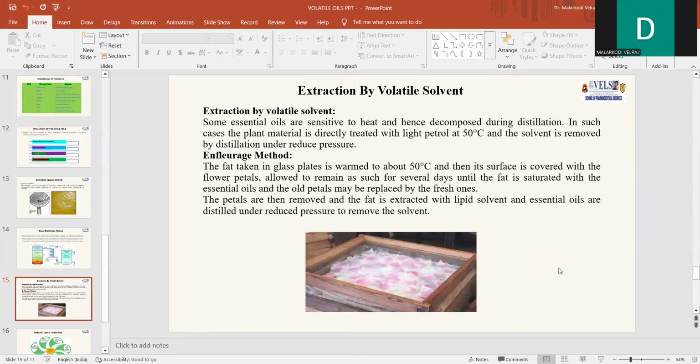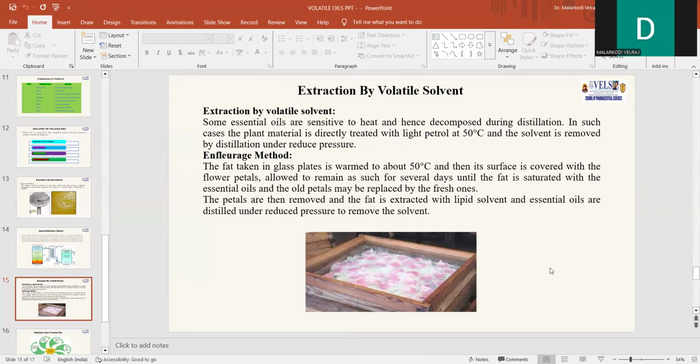Extraction by volatile solvent. Some essential oils are sensitive to heat and hence decompose during distillation. In such cases, the plant material is directly treated with light petrol at a temperature of 50 degrees C, and the solvent is removed by distillation under reduced pressure.